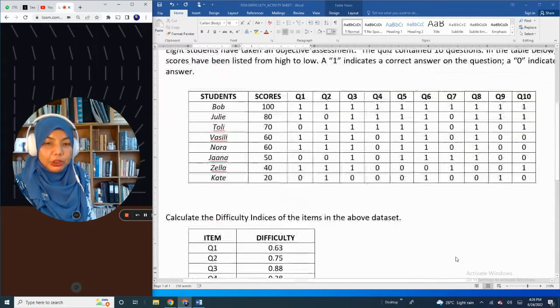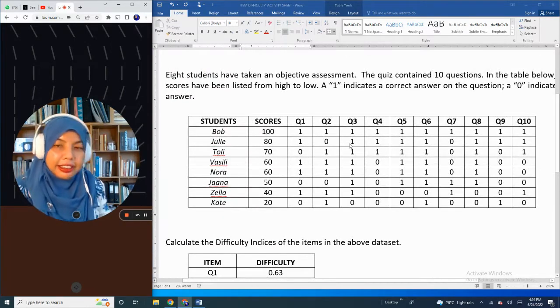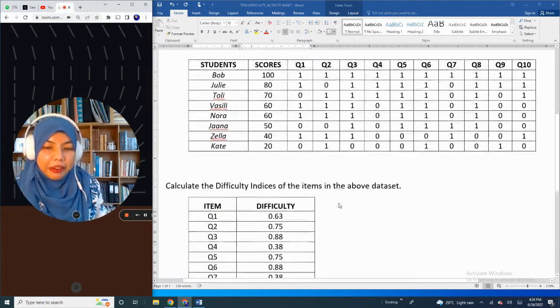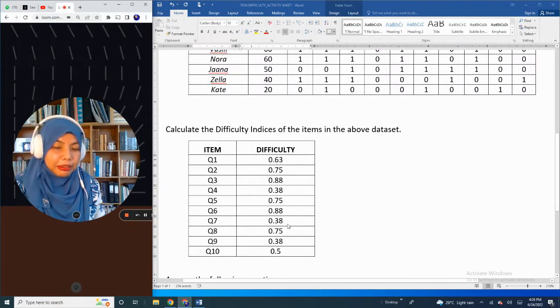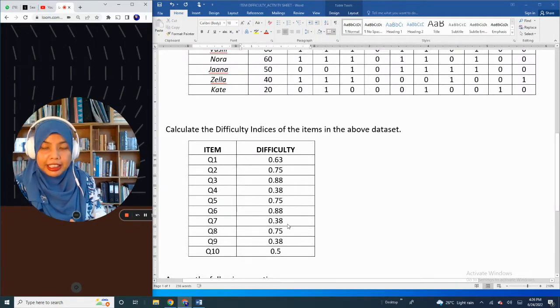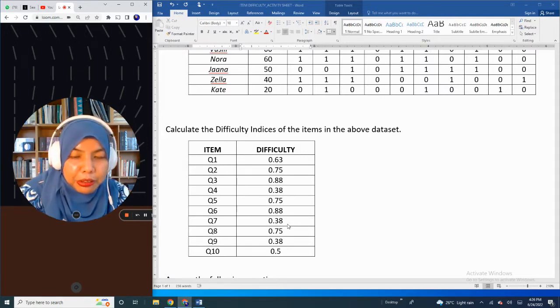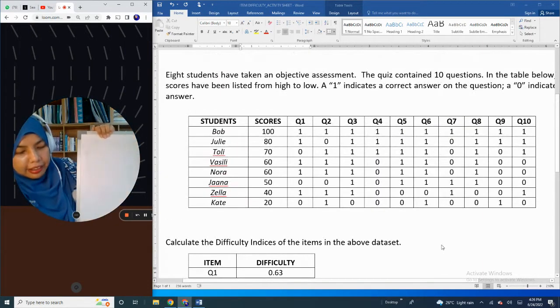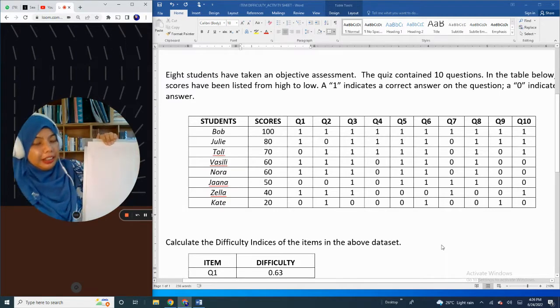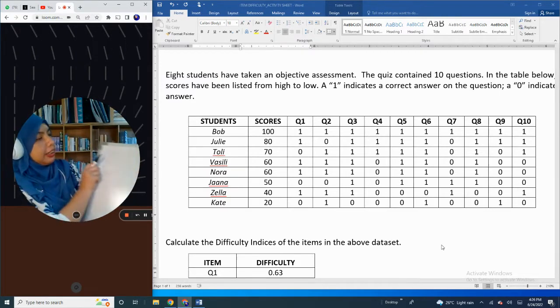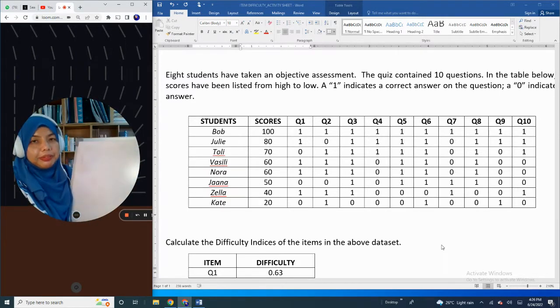And let me just do the second one in case some of you might have gotten some of the items here incorrect in terms of difficulty index, or maybe you are still confused. So this will help make your own calculation correct.